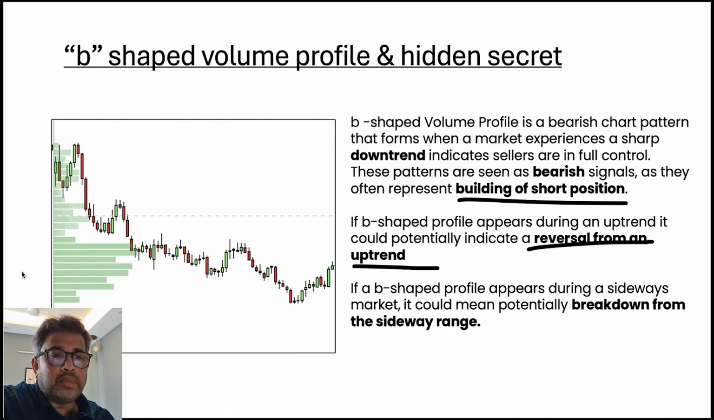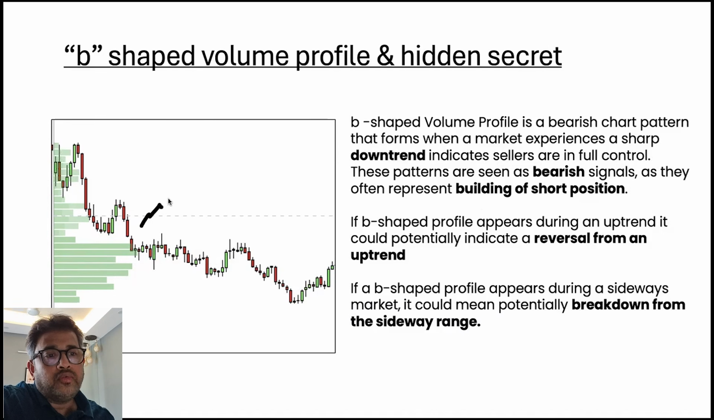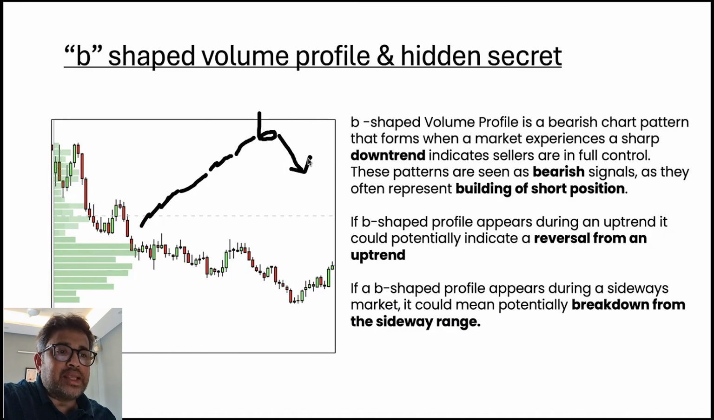So that means next time you see that the market is in a strong uptrend for many days, right? It is making a P-shaped profile, and one fine day, it is making a B-shaped volume profile. So that means chances of the market going down are higher. Chances of reversal are higher because big players are now building a short position.